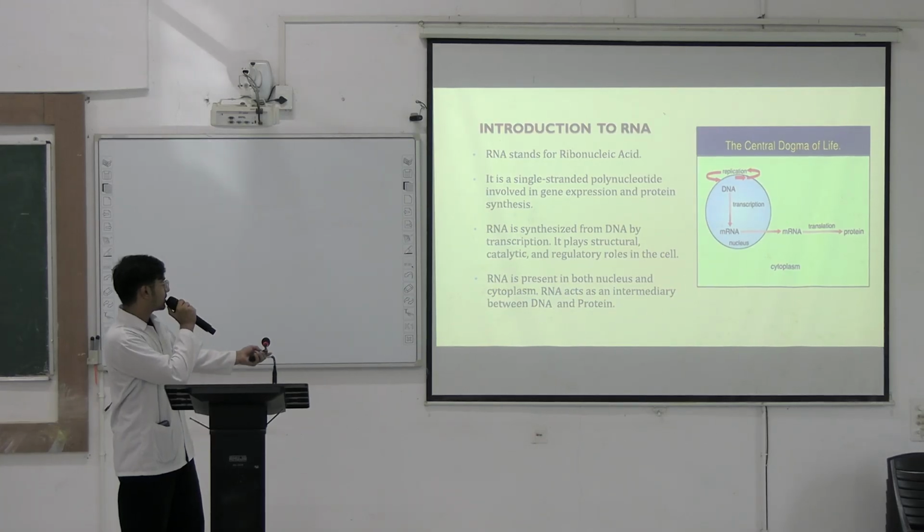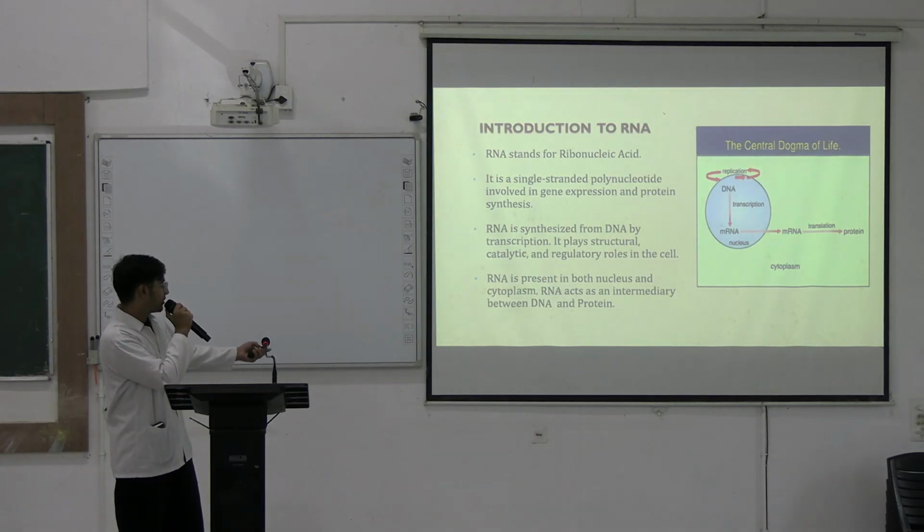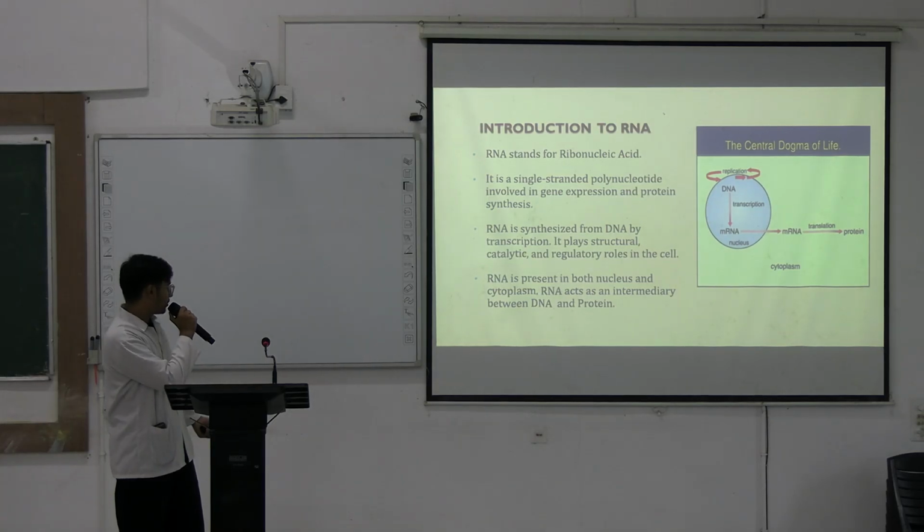RNA. What is the first question that arises when we think of RNA? The full form. It stands for ribonucleic acid. It is a single-stranded polynucleotide involved in gene expression and protein synthesis. RNA is synthesized from DNA by transcription. Here we have the central dogma, which was given by Francis Crick in 1958, which shows how RNA is formed from DNA. RNA plays several roles such as structural, catalytic and regulatory roles.